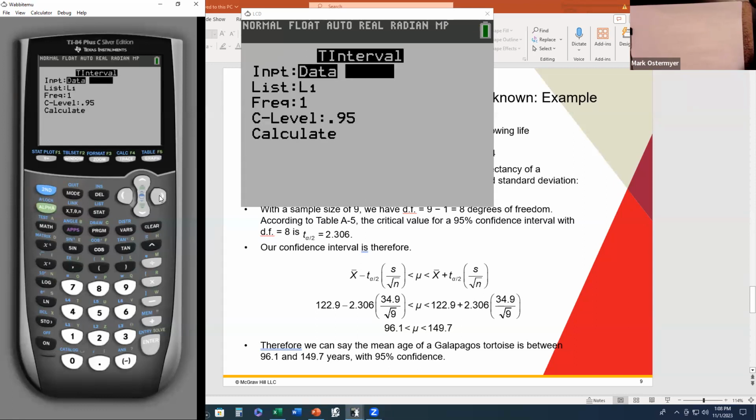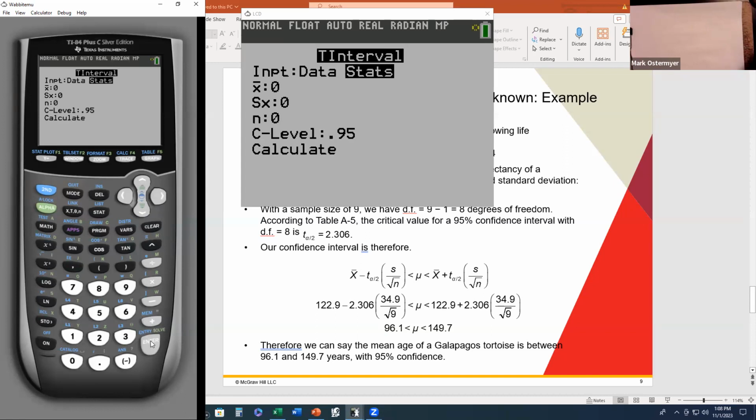Notice we have our raw statistics computed for the sample, so we don't select data. The sample mean lifetime was what? Was 122.9 years. Sample standard deviation was 34.9 years. The sample size was what? 9 tortoises were randomly surveyed.